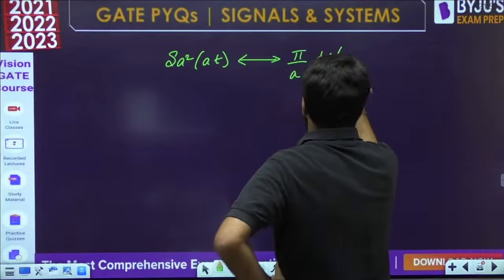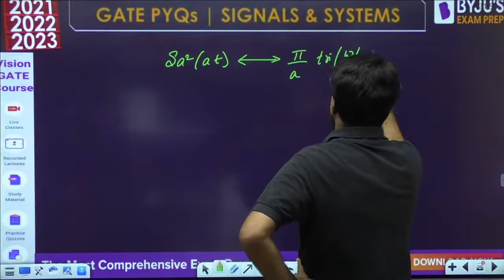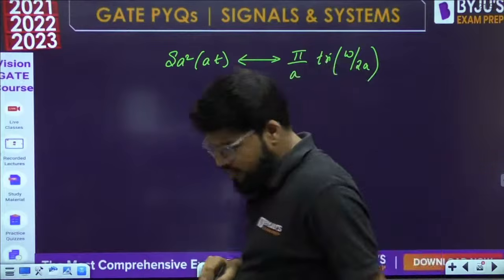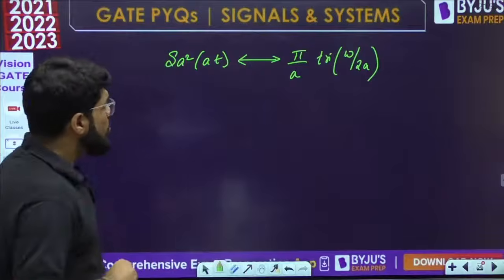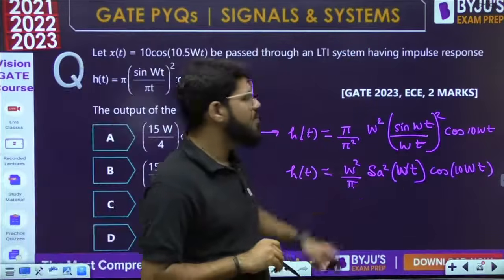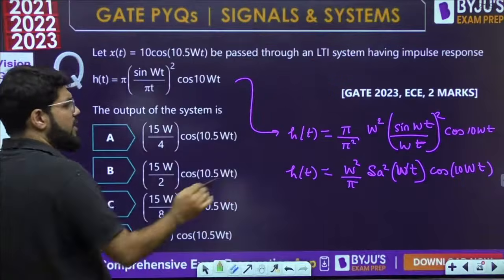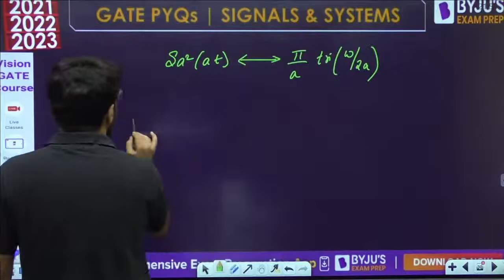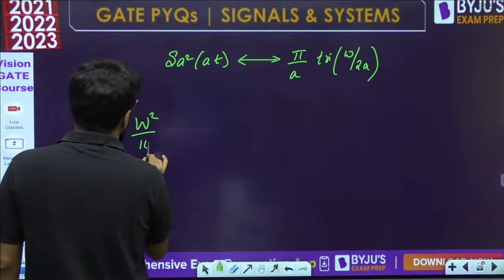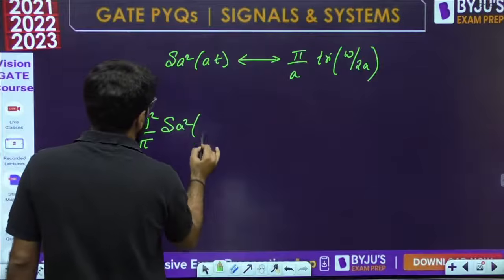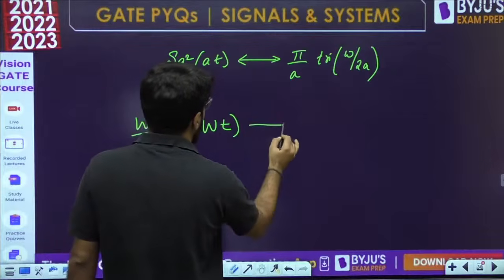It turns out to be triangle omega by 2a. Okay, so what is the a I want here? It is w actually. So let us take it for this much part first of all. Okay, w square by pi sampling square wt, the Fourier transform.